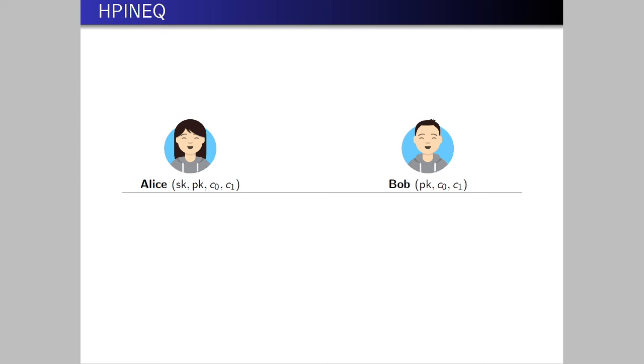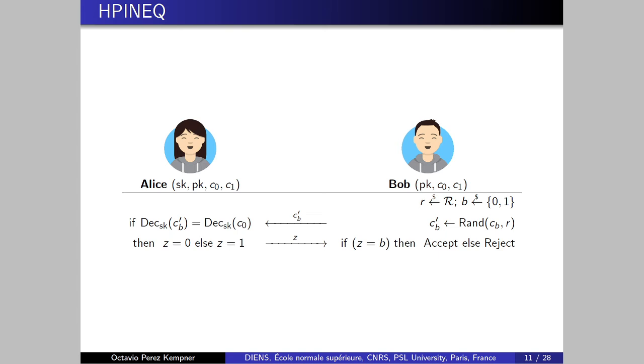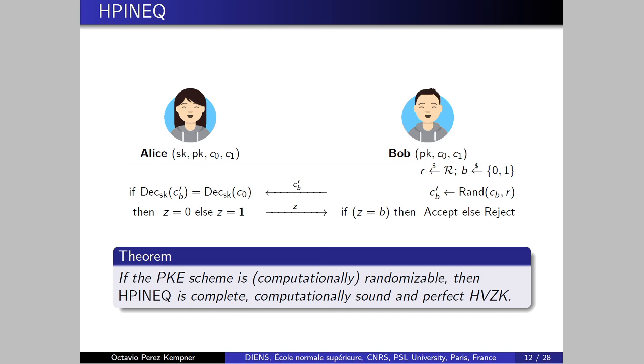Now, let's dive into the protocols' constructions. The first one to consider will be HPNIC. It is the same as the example. Bob will pick a random coin, will choose one of the ciphertexts, will randomize it and send it to Alice. Alice, in turn, will decrypt it and compare so that she can tell Bob her call on the challenge. And so the corresponding theorem only requires the scheme to be randomizable, as you can see.